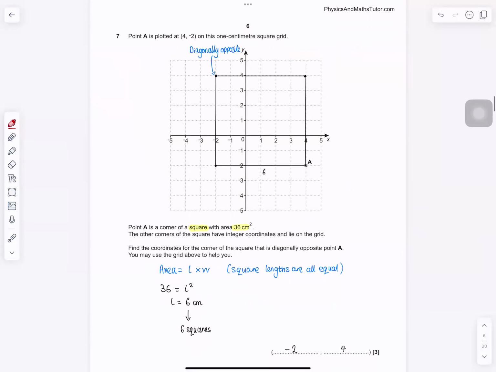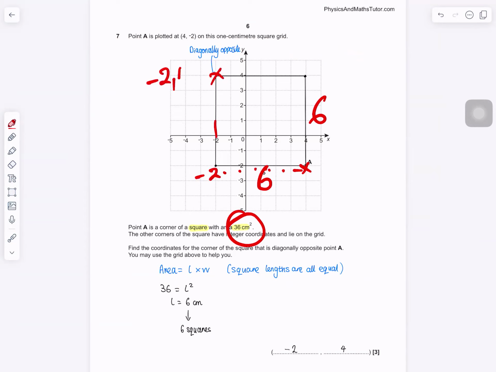And number 7, there is a diagram. You want to find the coordinates for the corner of the square. Area is length times width. So if the area is 36, that will be 6 times 6. So if this is 4, you go 1, 2, 3, 4, 5, 6. This will be minus 2 there. And you get that one. Minus 2, 4. Yeah. That's the one you want to find.